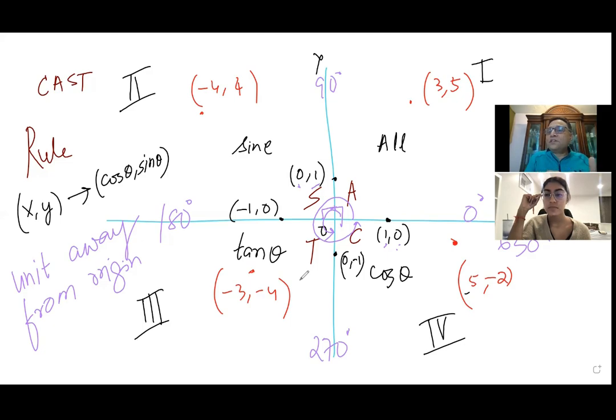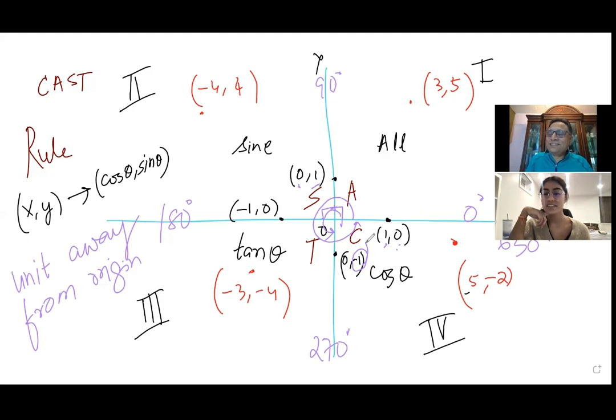So all of a sudden you get all the points in your mind just by looking at this coordinate plane. Does it make sense to you? If I ask you, what is sine of 270? You will see sine of 270 should be minus 1.